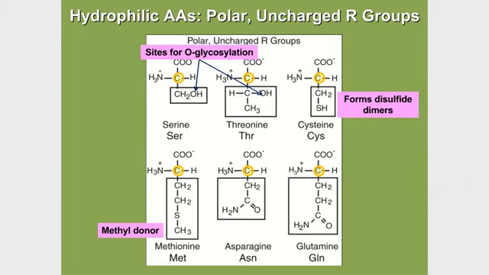Where does the methyl group come from? You're looking at it. It's on methionine, which is also part of the molecule called S-adenosylmethionine. The last two amino acids to review are asparagine and glutamine.